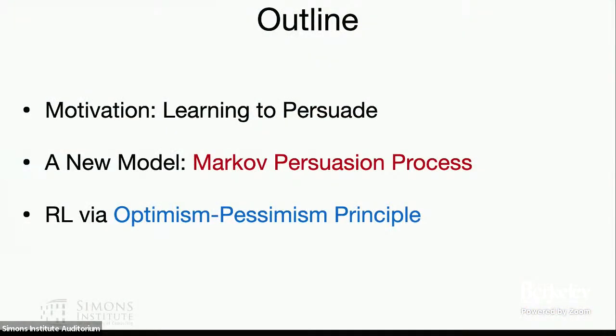And my talk will be divided into 3 parts. I will first briefly motivate the problem, and then I will talk about our new model, which is called Markov Persuasion Process, a model about a sequential version of Bayesian persuasion. And finally, I will introduce the algorithm for solving this problem when we don't know the model and need to learn how to persuade in an online fashion from data.